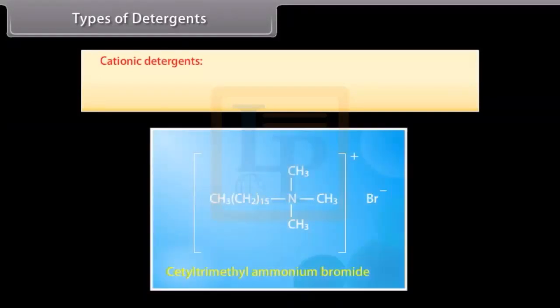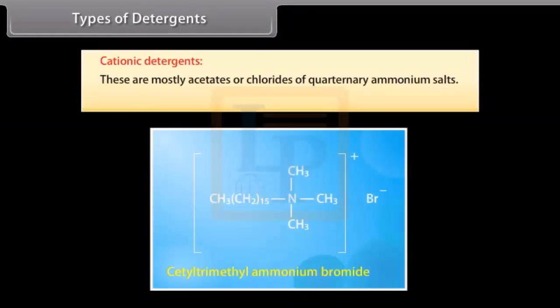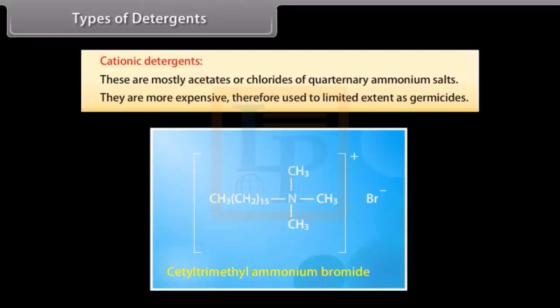Cationic detergents. These are mostly acetates or chlorides of quaternary ammonium salts. They are more expensive, therefore used to a limited extent as germicides. For example, cetyl trimethyl ammonium bromide.